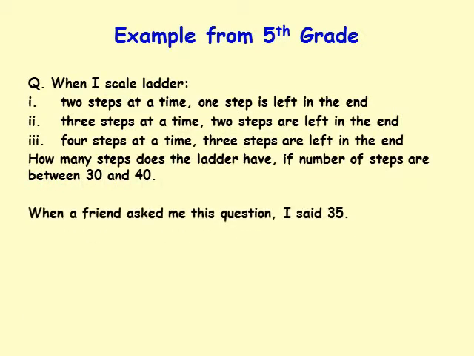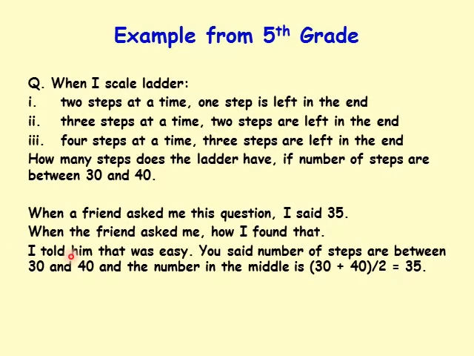Someone asked me this question, and I said 35. When the friend asked me how I found that, I told him that was easy. You said the number of steps is between 30 and 40, and the number right in the middle is 35. So that must be the number. Well, that's the wrong approach. That's not the way to approach it. I know I got lucky that time, and I might have got lucky other times too, but that's not the way we do it. Let's continue.